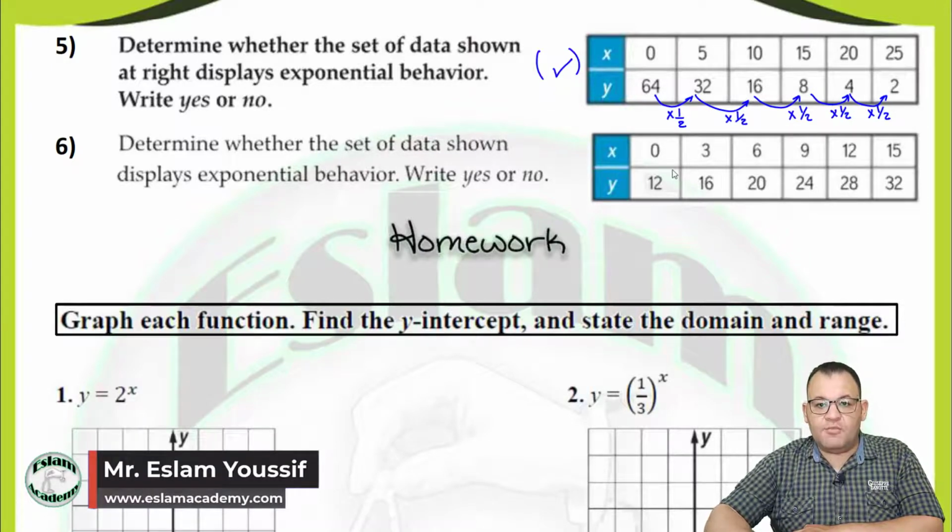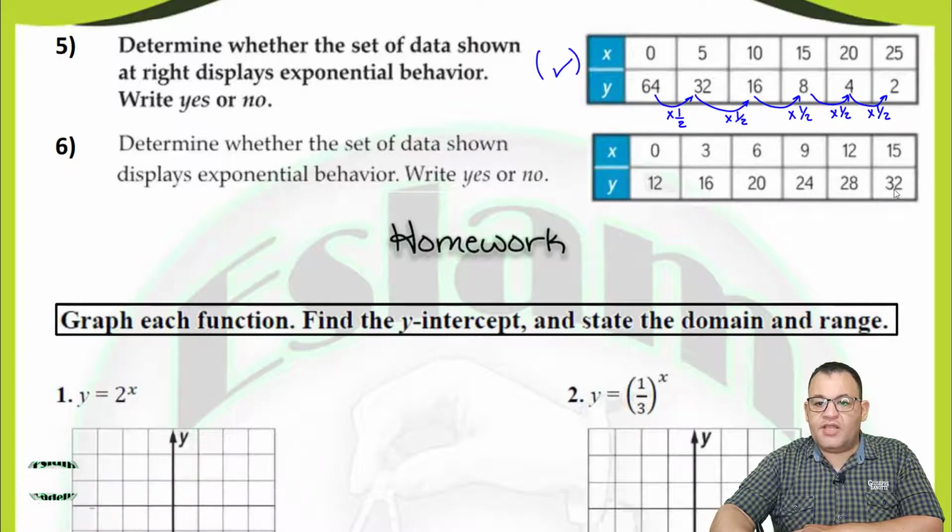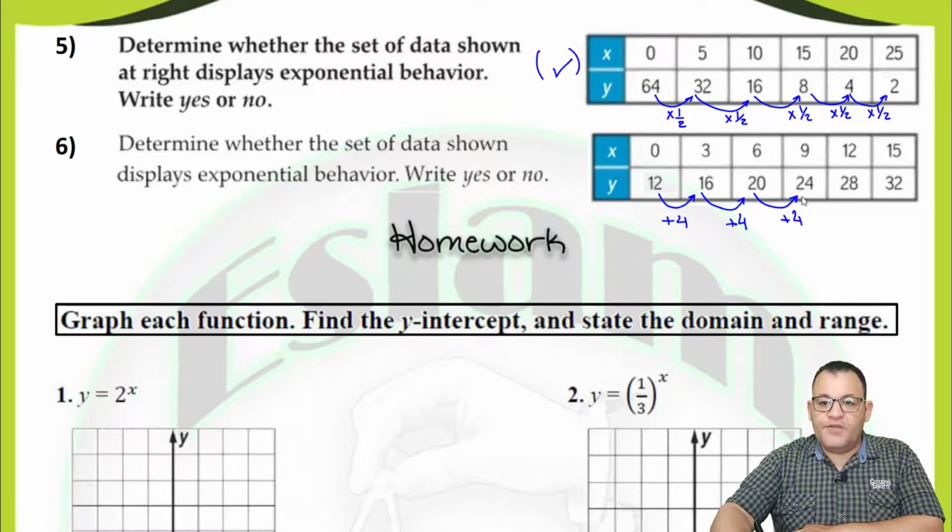But look at the table number 2. 12 becomes 16, becomes 20, 24, 28, 32. So if you look at the relation, you need to add 4. 16 becomes 20, you add 4. 20 becomes 24, you add 4. 24 becomes 28, you add 4. 28 becomes 32, you add 4. Each time you add 4, it means it's not exponential, but it is a linear relation.